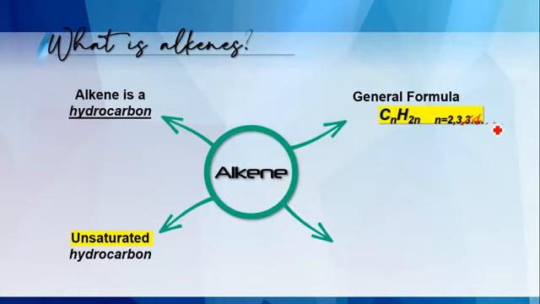So alkene is considered unsaturated, because alkene consists of a double bond. We have another member which is also a hydrocarbon, known as alkyne, which we're going to cover when you are in Form 5 later on. So basically, the hydrocarbons we have are alkane, alkene, and alkyne.